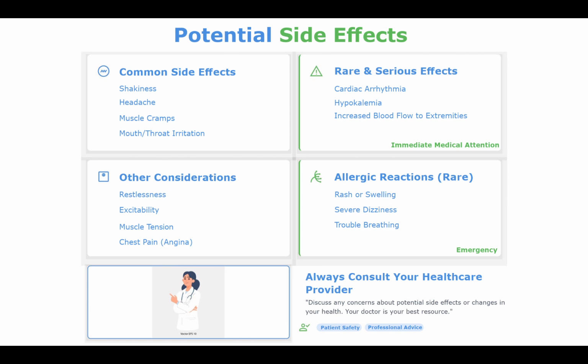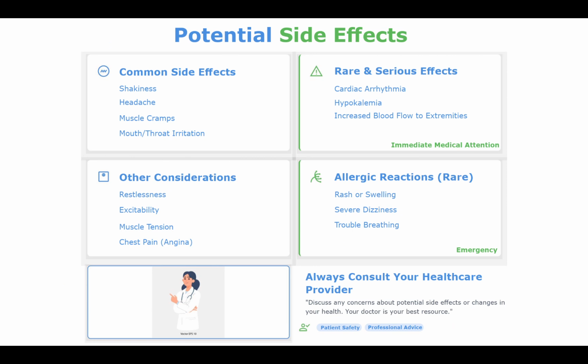Let's address the potential side effects of salbutamol, an essential discussion for safe prescribing. Most are dose related and transient, stemming from its beta-2 agonism. Common effects, affecting up to 10 to 20% of users, include shakiness or tremor, headache, muscle cramps, and mouth and throat irritation from inhaled forms, often alleviated by rinsing after use. This typically resolves within hours.